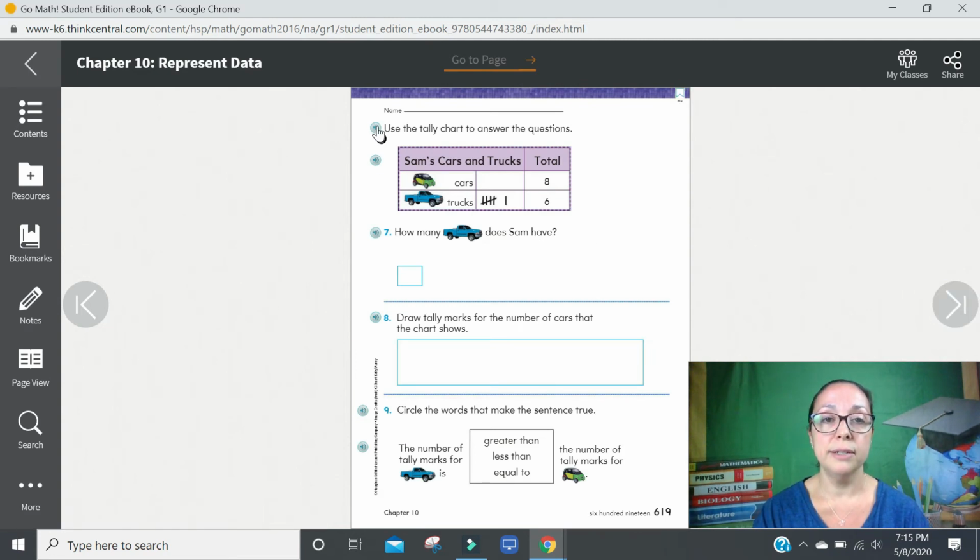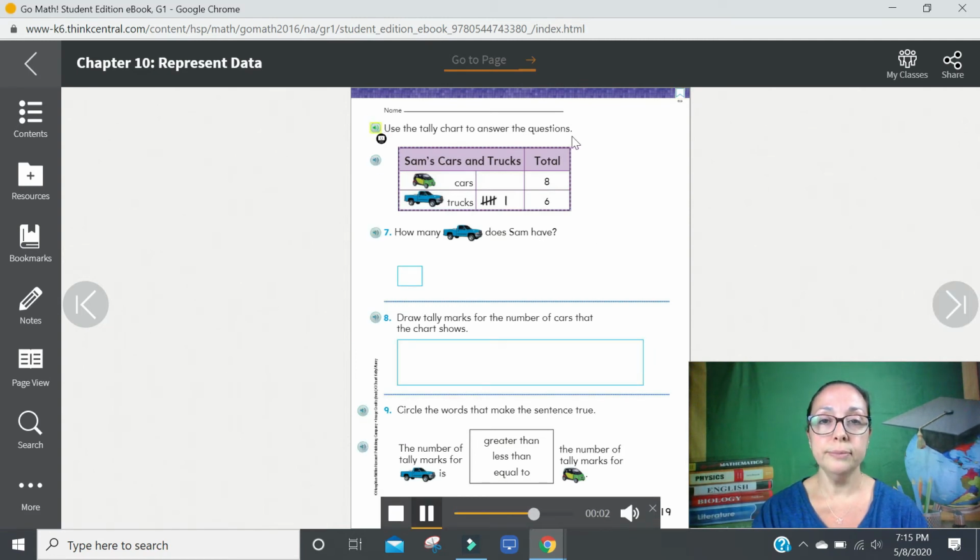Estamos a la mitad. Use the tally chart to answer the questions. Okay, so ahora hay la tabla de conteo, que es una gráfica diferente, y vamos a responder preguntas sobre esta tabla. Sam's cars and trucks. Total. Cars, trucks. Okay, dice los carros y los camiones de Sam y el total. Aquí están los carros, el total, aquí los camiones y el total. Now, I noticed right away that there's no tally marks in here, so that might be one of our questions. Veo que no hay nada aquí, so creo que eso va a ser una de las preguntas.